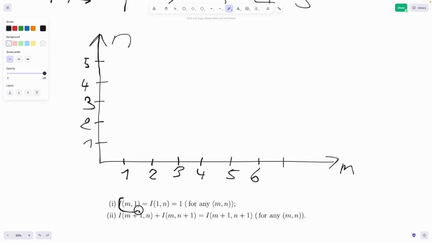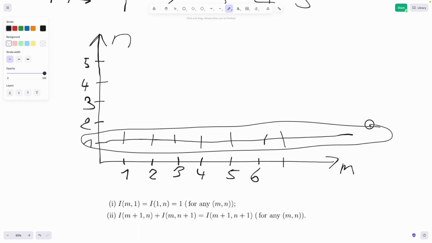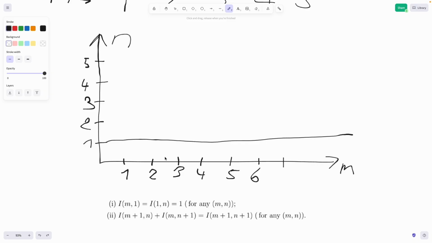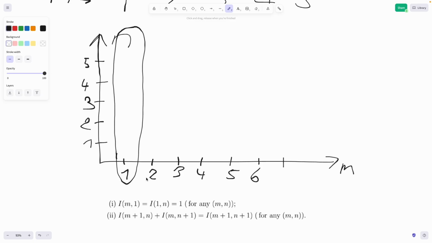If we have something like I of m1, how we can visualize this, we have a constant for n, which is going to be 1. So 1 is going to be locked in, and we're just going to move along somewhere here, and m can be whatever. So I of mn can be represented like this. And the same goes for I of 1n, so we're going to lock in the m at 1, and n can be whatever. So our value can be anywhere on this line.